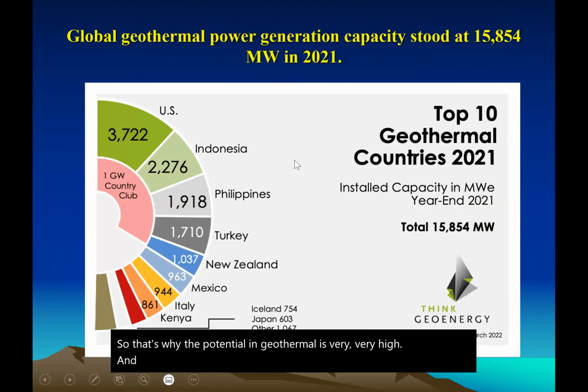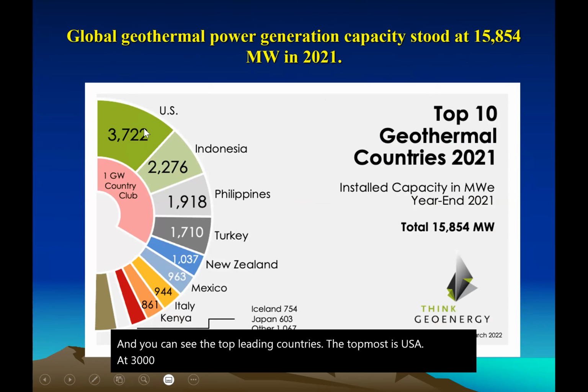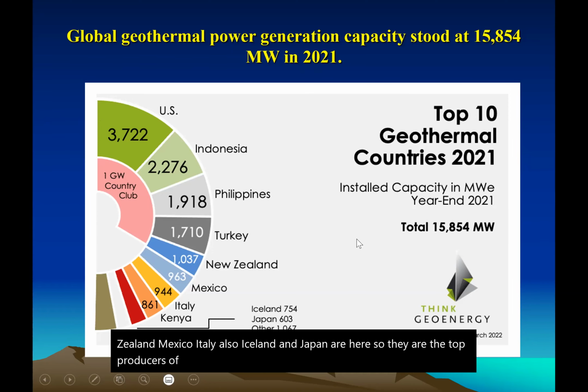And here is the geothermal power generation capacity of the world, which is 15,854 megawatts in 2021. And you can see the top leading countries. The topmost is USA at 3,722, followed by Indonesia, Philippines, Turkey, New Zealand, Mexico, Italy, also Iceland and Japan. So they are the top producers of geothermal energy.